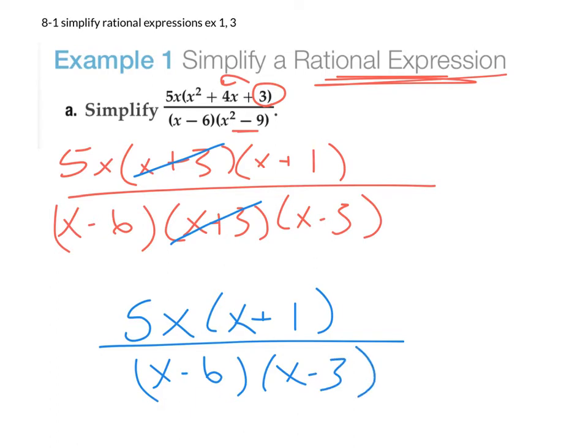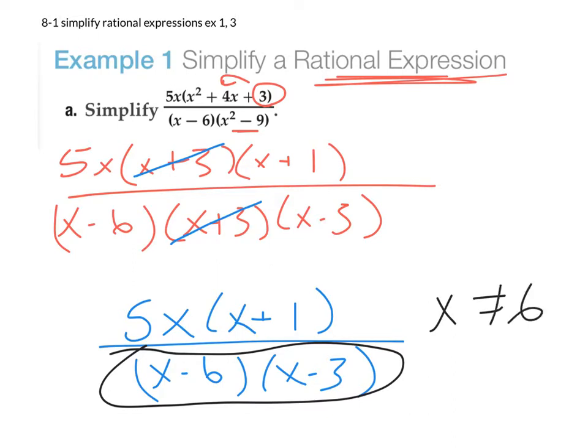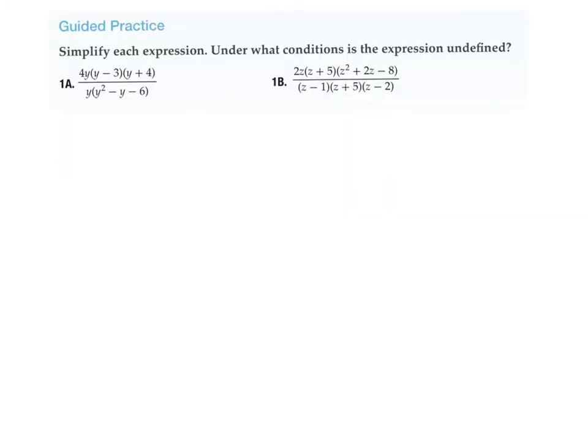Now anytime we have a fraction as an answer, we need to identify that the denominator can never equal 0. So what we have is called undefined values. In this case, x cannot be 6 and x cannot be 3, because when I put either one of those in, I get 0, and you can never have a 0 in the denominator. So we're going to define conditions where the denominator is 0 after we simplify.